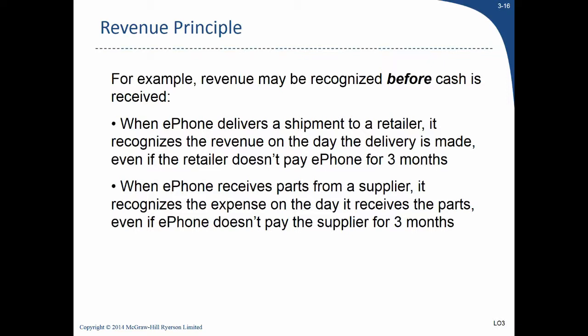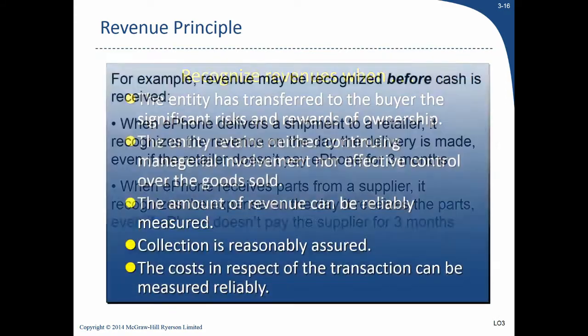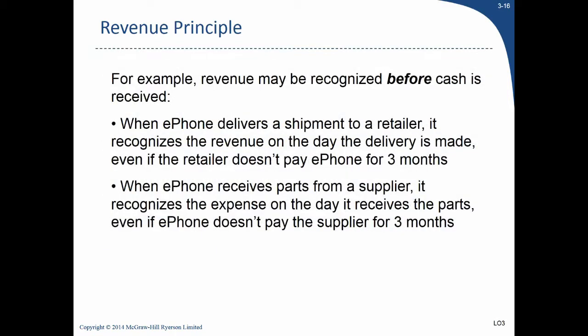Okay, revenue can be recognized before cash is received, right? That's the classic example I talked about. Assume that these criteria have been met, okay? ePhone delivers a shipment to a retailer. It recognizes the revenue on the day delivery is made, even if the retailer doesn't pay for 3 months. When we receive parts from a supplier, we recognize the inventory and the payable. That should actually say payable. Even if we don't pay the supplier for 3 months.